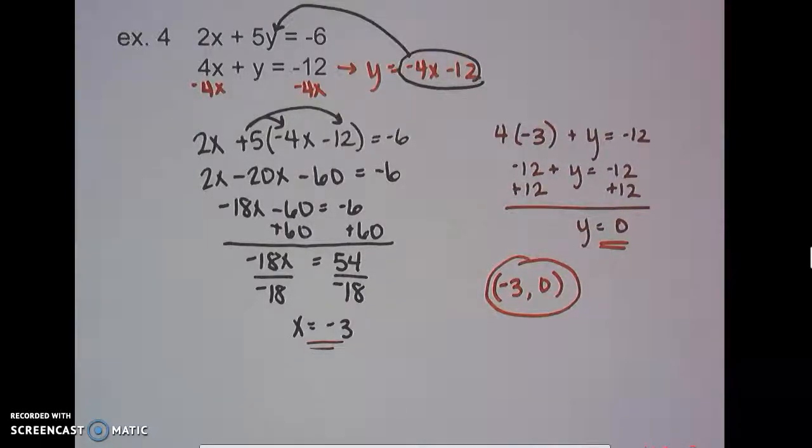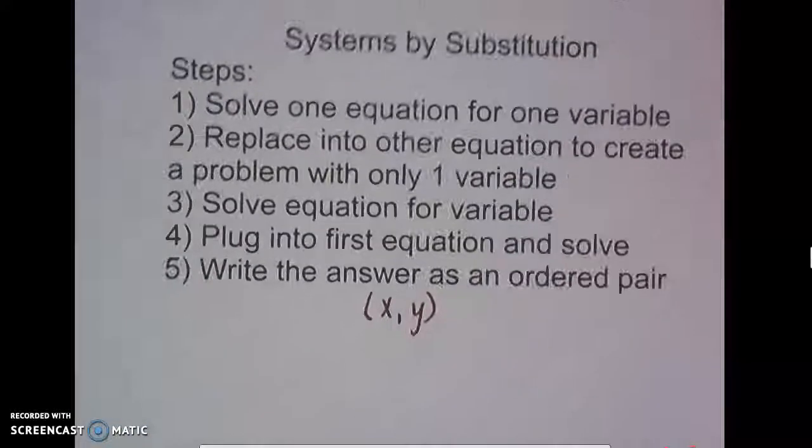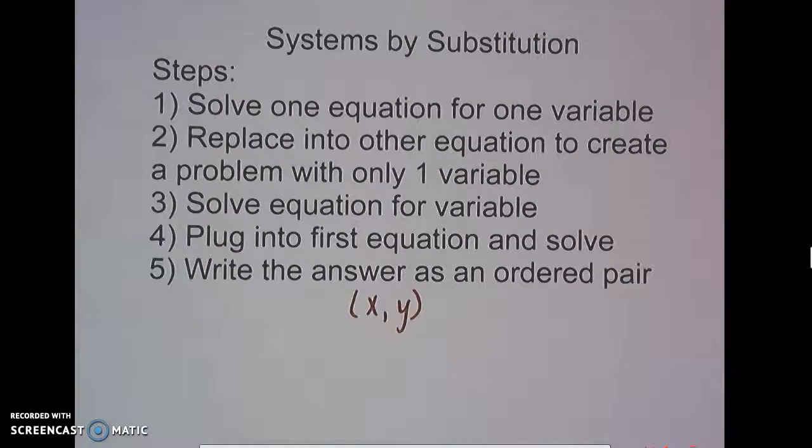So just make sure as you're going through with these questions that you're following our steps. Get one variable completely by itself in at least one equation. After you have that, you're going to substitute it in, solve the equation that's in just one variable now, take that answer, plug it in to find the other variable, and write your answer in x comma y ordered pair form.